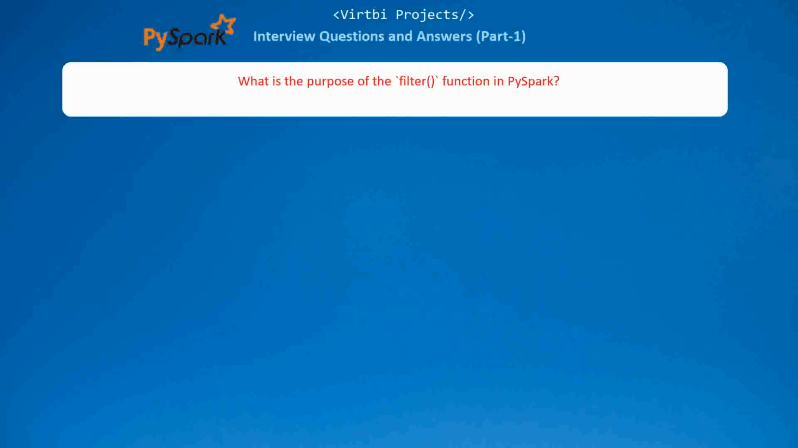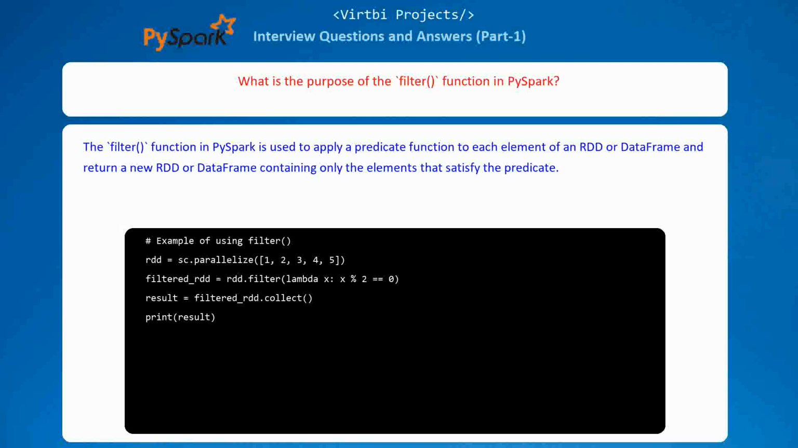What is the purpose of the filter function in PySpark? The filter function in PySpark is used to apply a predicate function to each element of an RDD or data frame and return a new RDD or data frame containing only the elements that satisfy the predicate. In this example, we use the filter function to filter out even numbers from an RDD.